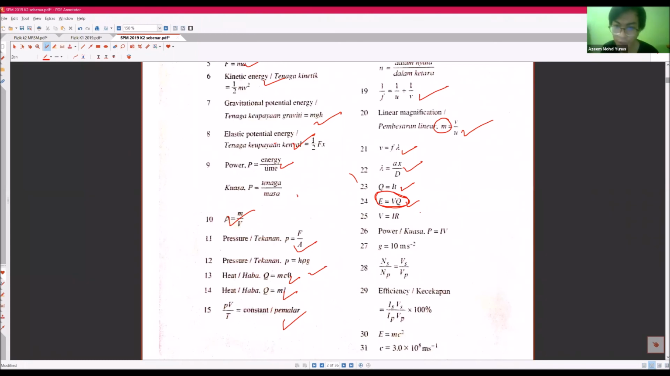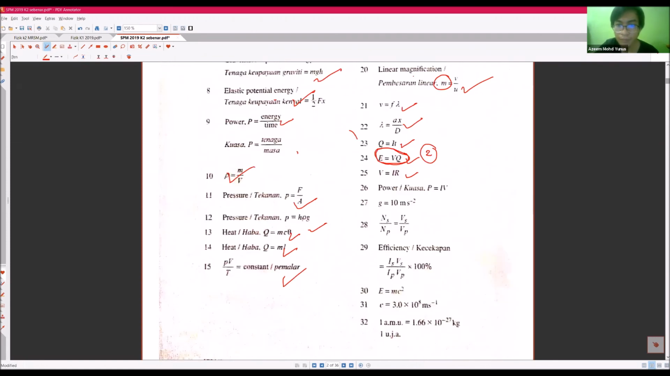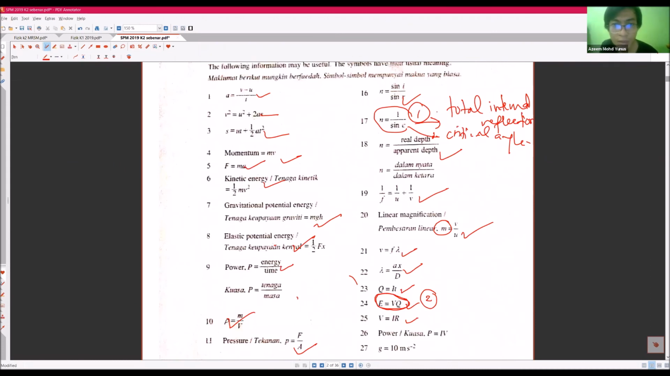Definition of potential difference, V over R, Ohm's law, is the second difference. The first difference is this one, the critical angle of internal reflection. Let's review some basic stuff about total internal reflection. Total internal reflection only occurs if you meet these conditions. The first condition is the light rays must come in from a denser medium to a less dense medium, from water to air, for example, from glass to air, or from glass to water. Must be denser to less dense. That is the first condition.